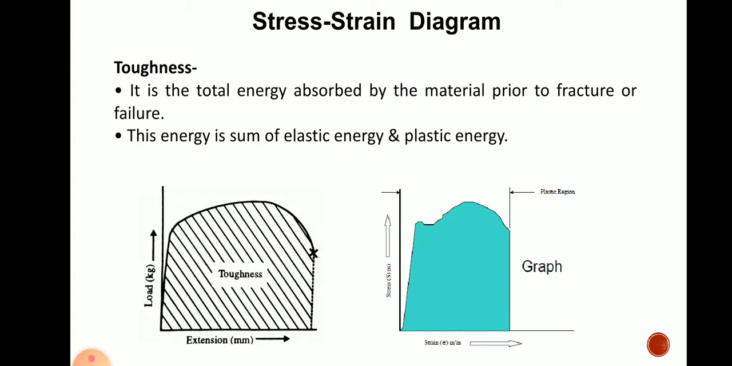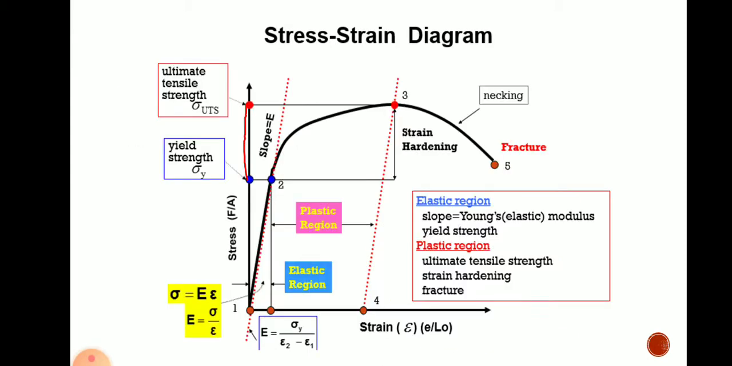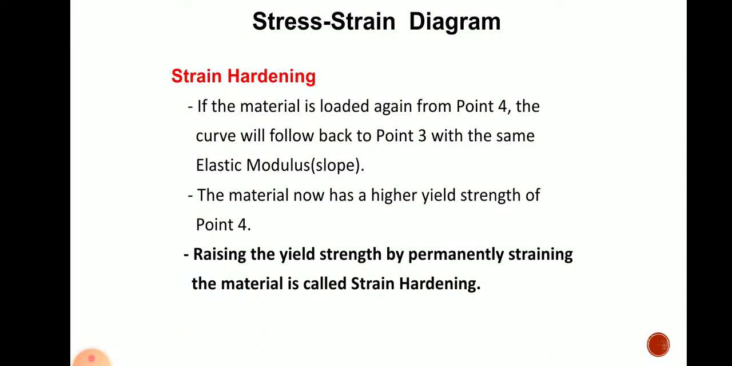This energy is the sum of elastic energy and plastic energy. This total we are calling toughness. So you can find out the toughness. If you calculate the area under that curve, you can find out the toughness of the material, and previously we found out the resilience of the material also. So these things we can find out.